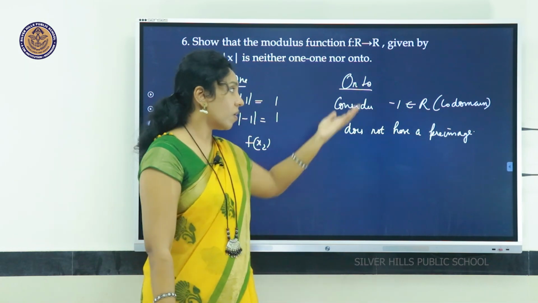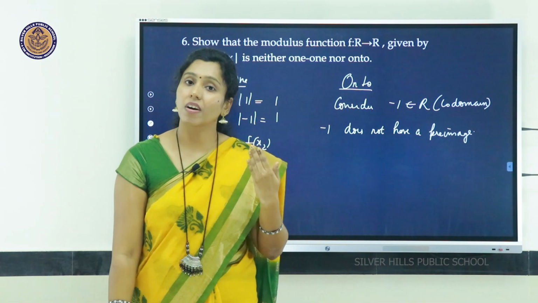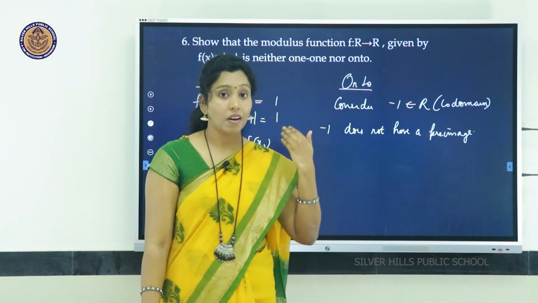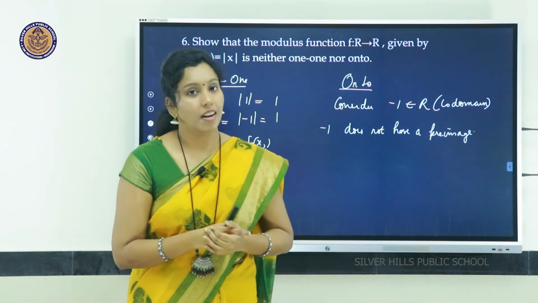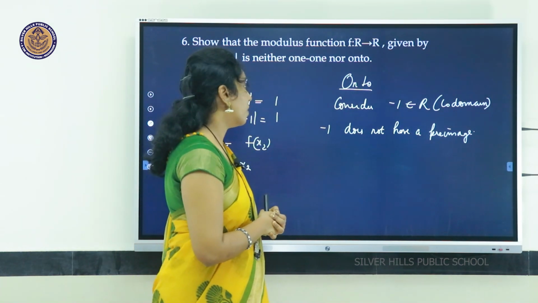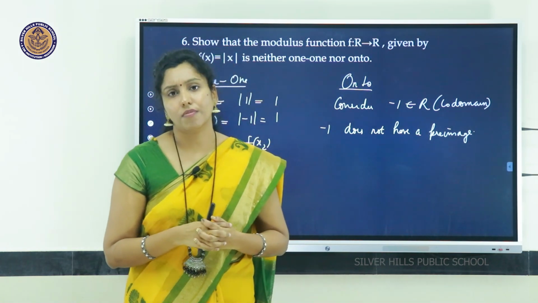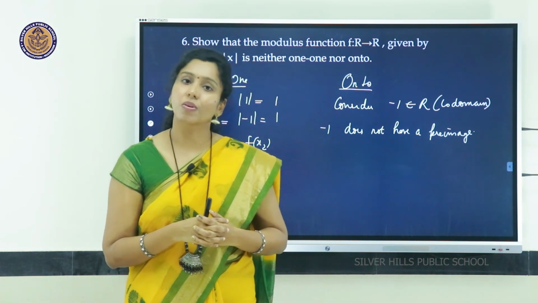And not only -1, all negative numbers on the right side do not have a pre-image on the left side. So, we proved the given function is not onto, or in other words I can say the range of the function is not equal to the codomain.